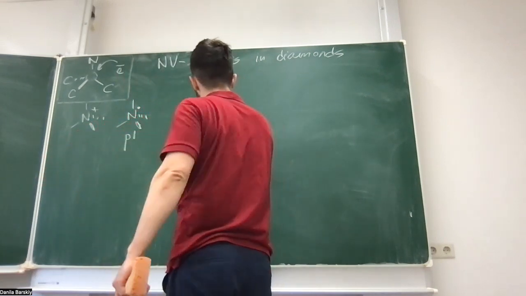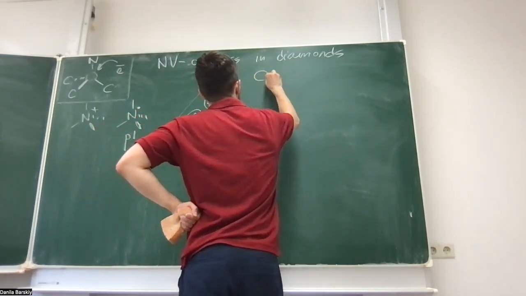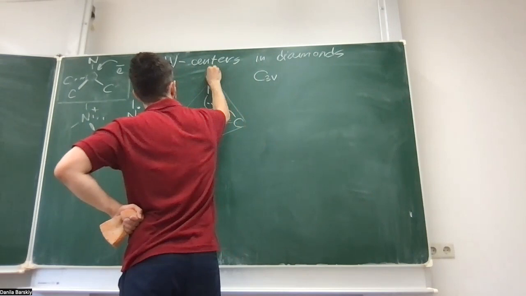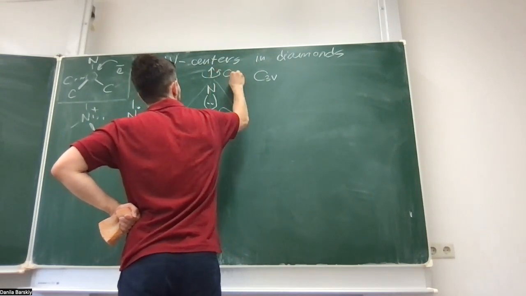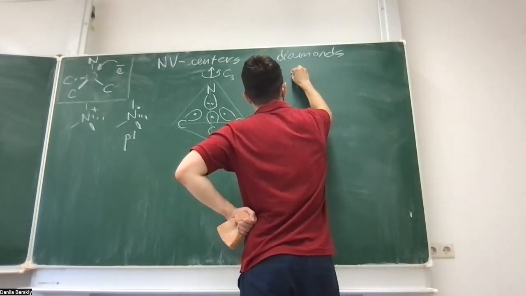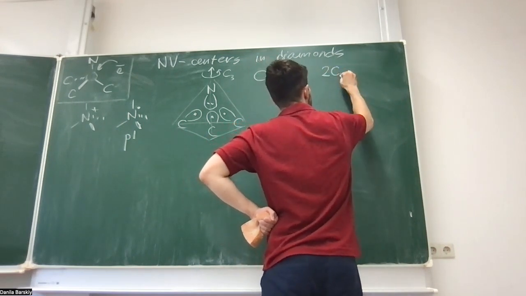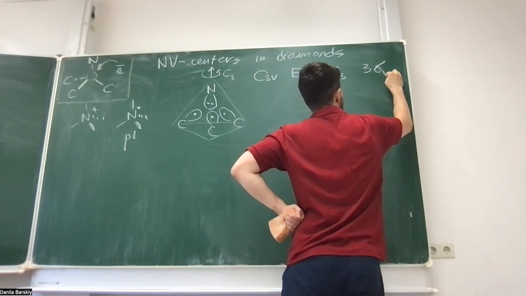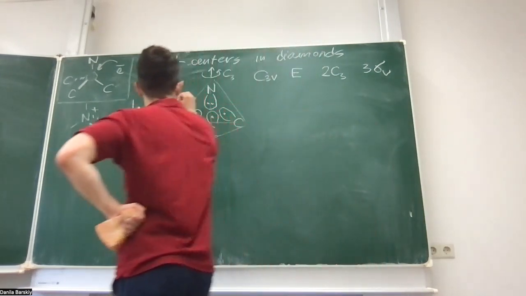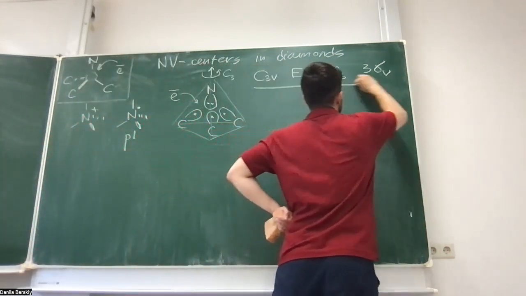It's actually not tetrahedral, so it's like a pyramidal structure, which is clearly C3v, right? And the axis is C3. So let's write down what symmetry operations we have in the C3v. We have the identity operation, 2 C3, and 3 sigma v, which is a mirror plane going through the bond. And then we add extra electrons. That's what NV center is.